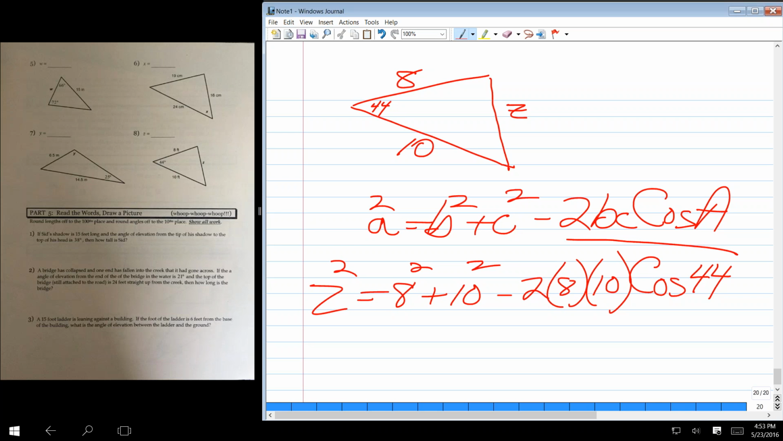Yeah, and now everything on the right side is a number that you can get out of a calculator. And then once you get that number, take the square root of it, and you'll have side z.